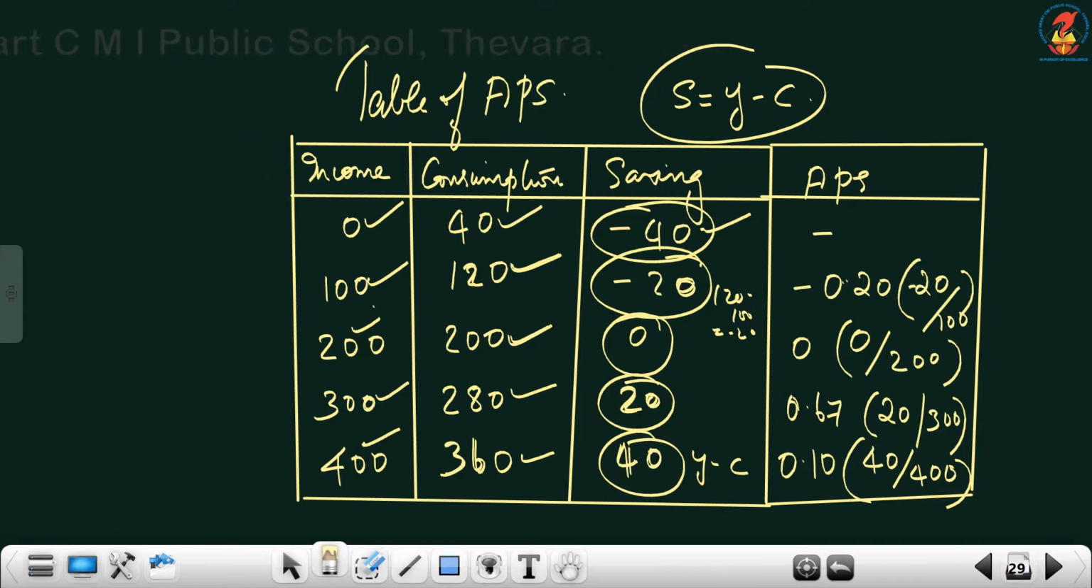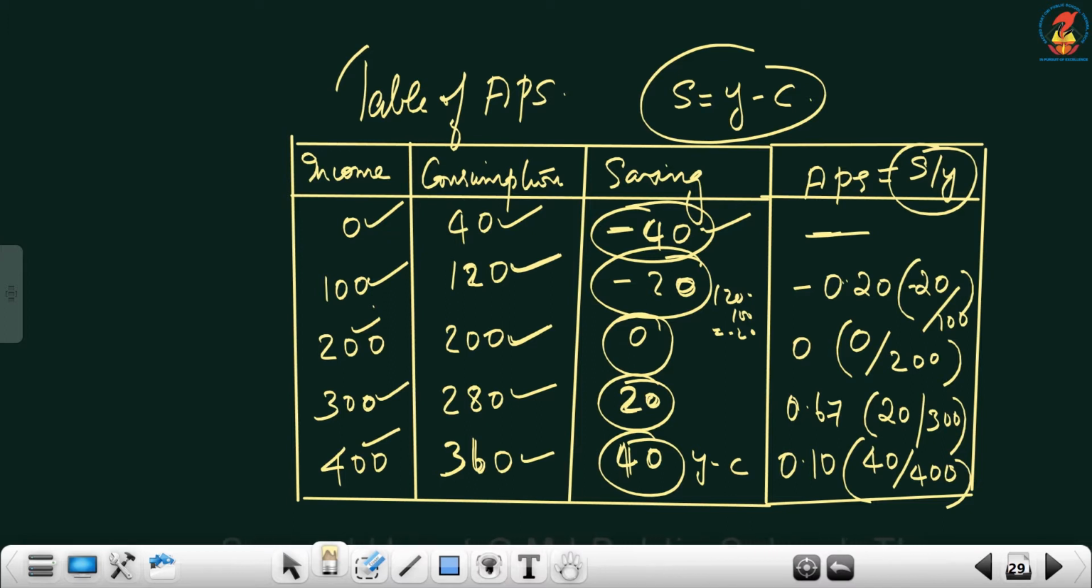Now from this you can find out APS. Now you know what APS is? APS is equal to S by Y. Now in the initial level we don't have the APS, S by Y, because it is minus 40 divided by 0. Any number divided by 0 will give you an infinite value. Therefore the first one is blank. It can be either infinite or you can write it as blank, put it as blank.